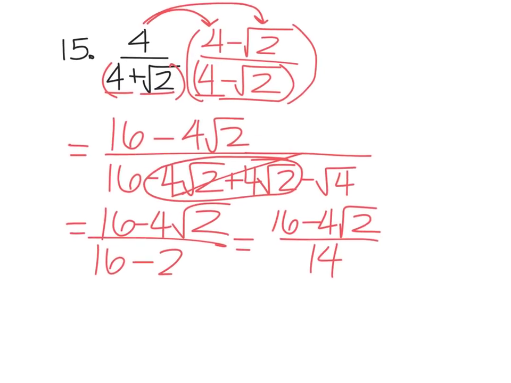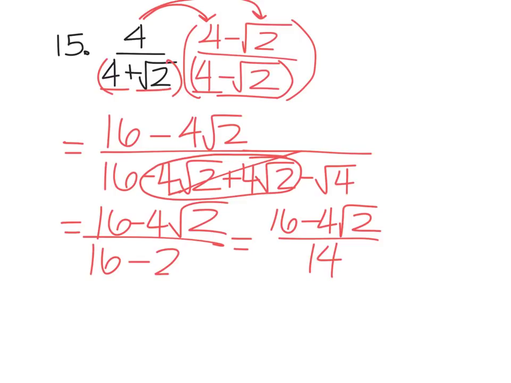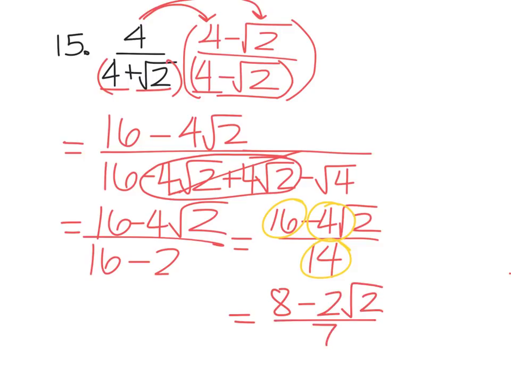And then we can simplify further. We can divide each of these terms by 2. So all of the coefficients we can divide by 2 in order to simplify this further. So we end up with 8 minus 2 rad 2 over 7. And that is how we rationalize the denominator when we have a binomial in the denominator.